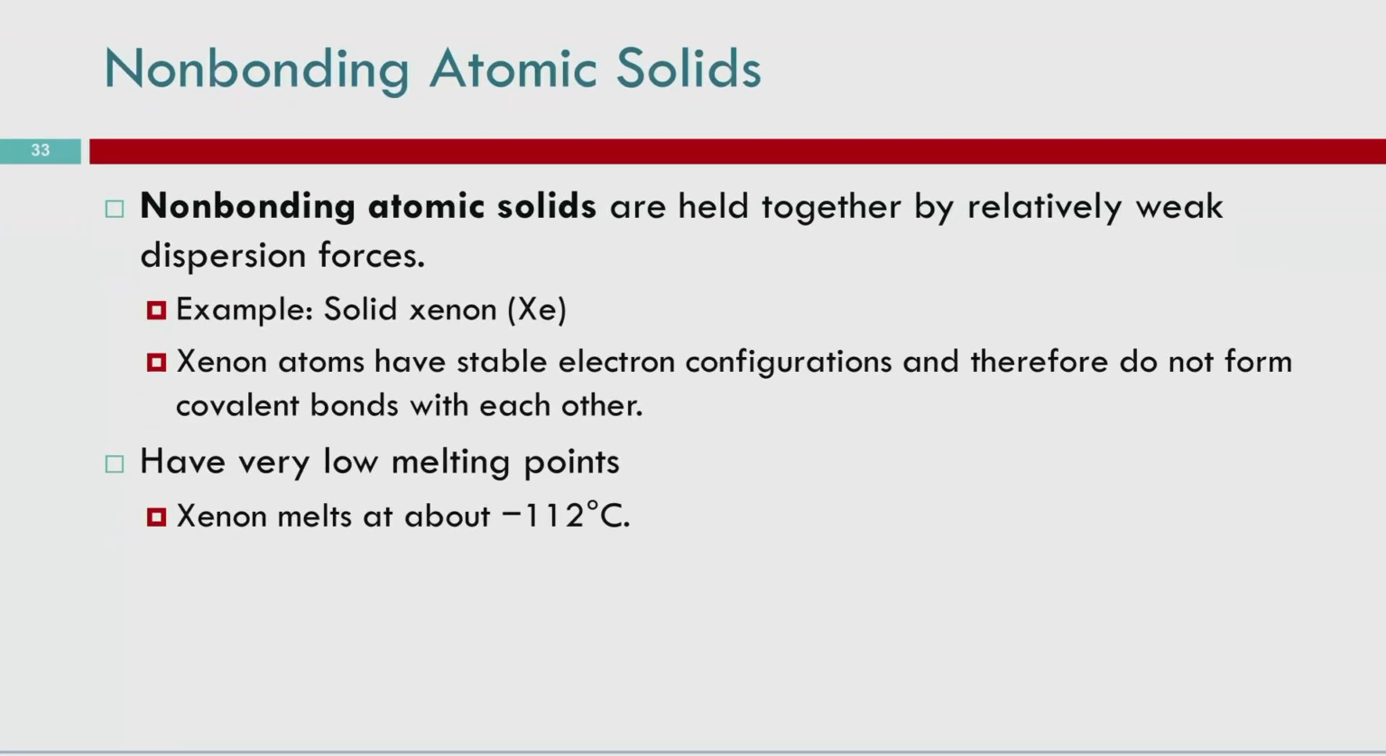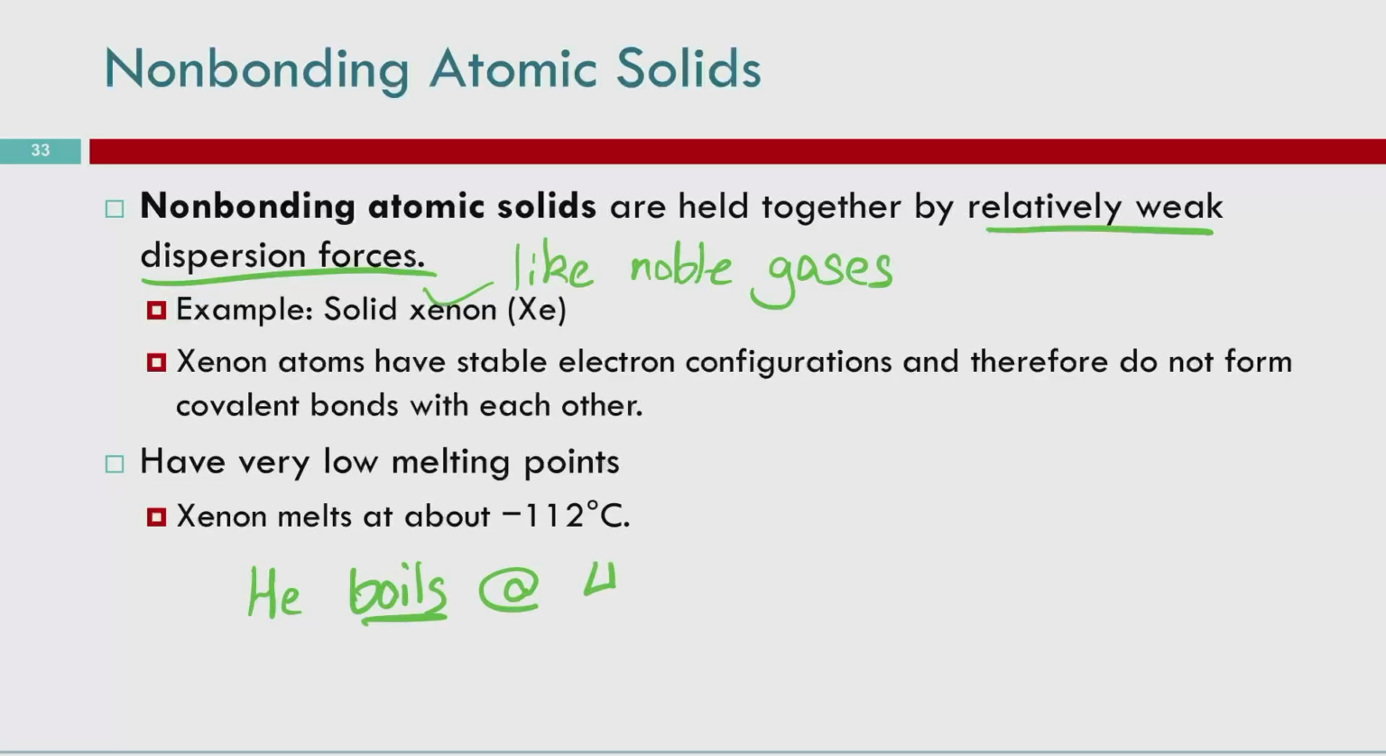Then we've got non-bonding atomic solids, things that are held together by very weak dispersion forces. So things like our noble gases, for example, which are not going to bond. Noble gases don't bond, and so we only have dispersion forces. Xenon has a relatively high melting point for a noble gas at negative 112 degrees Celsius. Remember, helium boils at 4 Kelvin. Not that it's really that important, but it's an impressively low number.